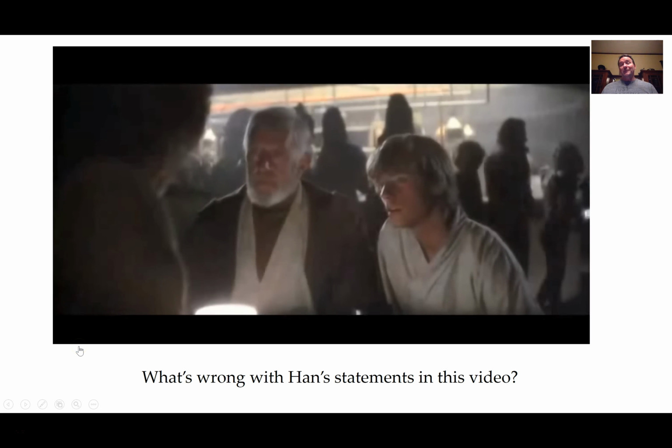Well, of course, what's wrong with that statement? He used parsecs as a unit of time. Okay? Parsec is a unit of distance.